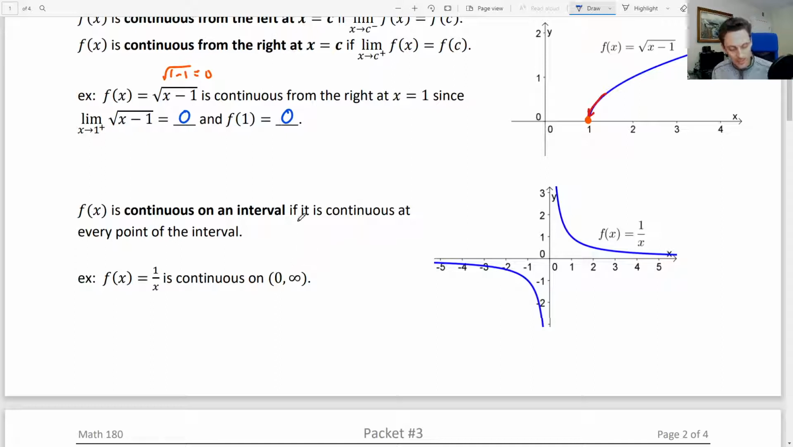But now that we have this limit definition, it's helpful to know what it really means to be continuous at any given point on this interval. Now, this 1 over x graph is also continuous on the interval from negative infinity to 0, because this left side of the graph is also a continuous function on that interval.